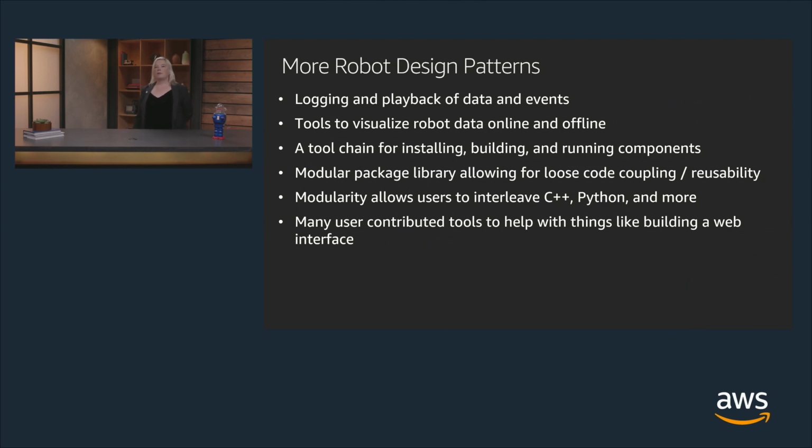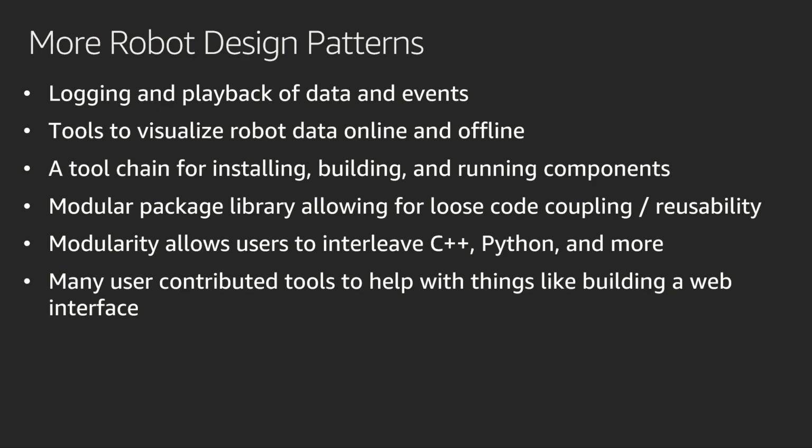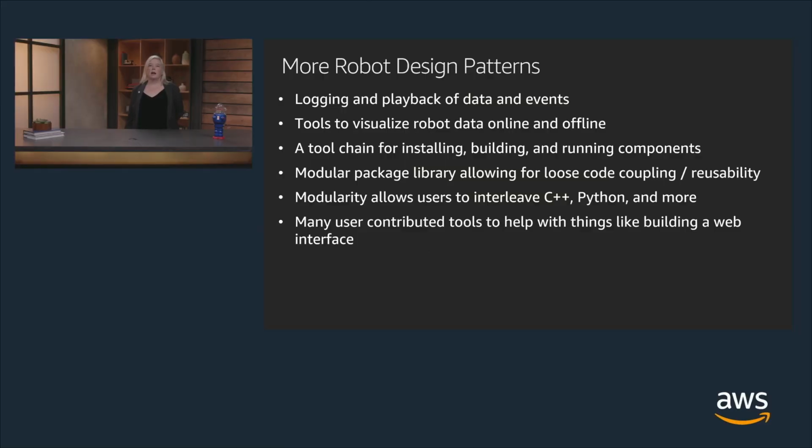Other common patterns you'll find in ROS are tools for logging and playback of data and events, tools to visualize robot data online and offline, a tool chain for installing, building, and running components, a modular package library allowing for loose code coupling and reusability, modular software interfaces allowing you to interleave C++, Python, and other languages, and many, many other user-contributed tools to help you do stuff like build web interfaces to your robot.